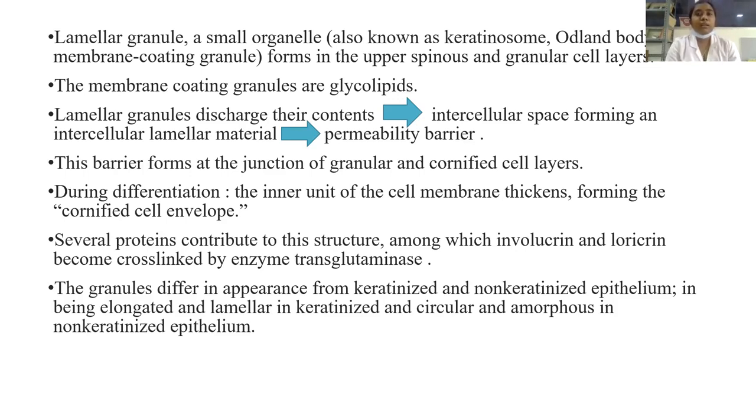Lamellar granules discharge their contents. Then what happens? They enter the intercellular space, forming an intercellular lamellar material. So, a permeability barrier forms at the junction of the granular and cornified cell layers. During differentiation, the inner unit of the cell membrane thickens, forming the cornified cell envelope. Several proteins contribute to the structure, among which involucrin and loricrin become cross-linked by the enzyme transglutaminase. The granules differ in appearance between keratinized and non-keratinized epithelium, being elongated and lamellar in keratinized and circular and amorphous in non-keratinized epithelium.